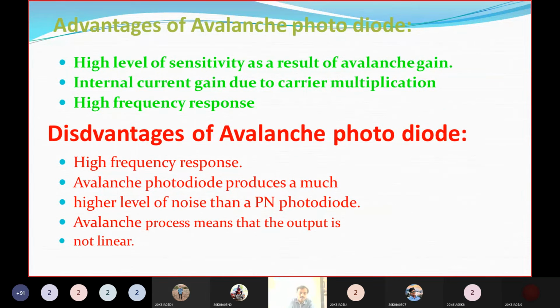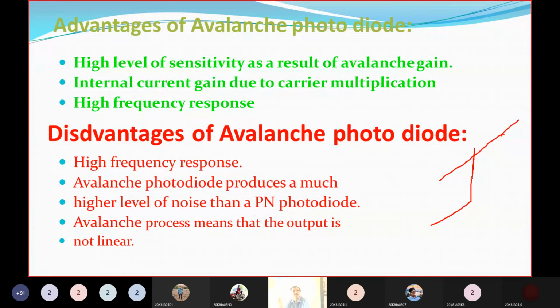Suppose you take the linear situation: if you increase the voltage, the current will increase like this. In the case of a non-linear condition, the current will increase up to a particular voltage value, and after that the current will increase suddenly. That means this is not a linear process, because at the avalanche breakdown condition the current increases suddenly. That's why it is not a linear process.